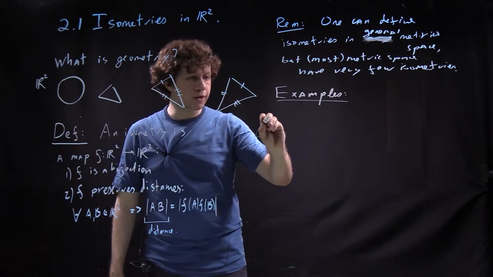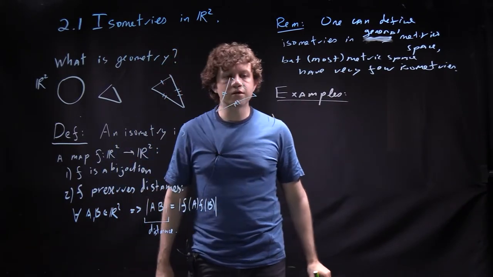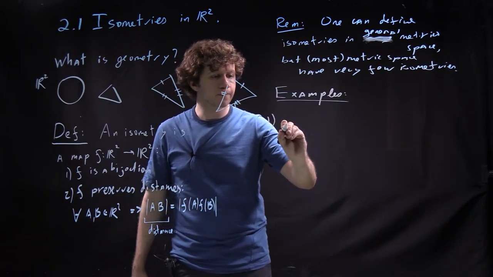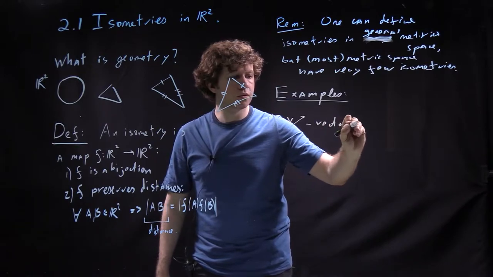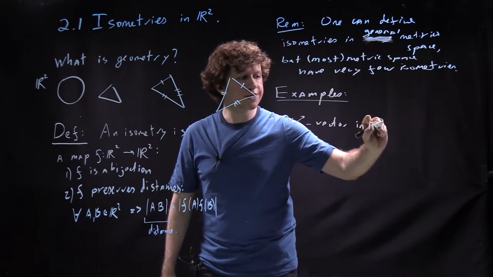So here is the first one. Consider a certain vector v. V is a vector in R2. Let me remind you briefly, what is a vector?